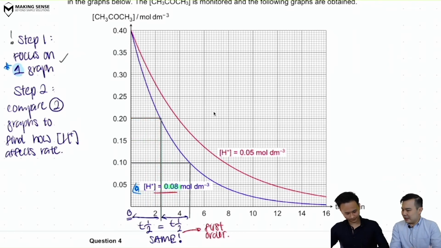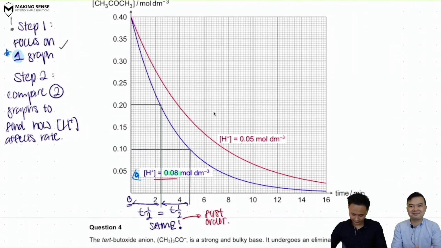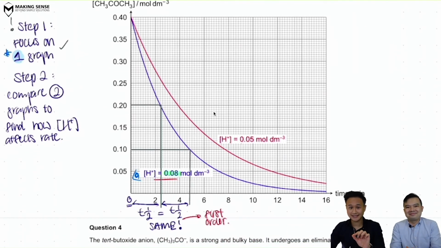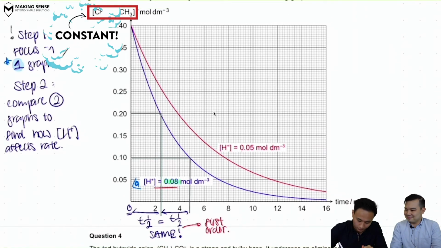Okay, so that is going to be the first step. Now I found out the order with respect to propanone. Mr. Tim, can you run me through how do you find out the order with respect to H plus then? Sure thing. Now, if you want to find the order with respect to H plus, again, you need to make sure all the other species involved is kept constant. So if I want to see how H plus affects my rate, I need to keep propanone fixed.